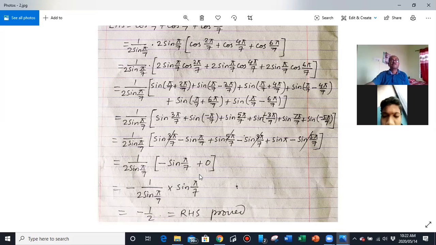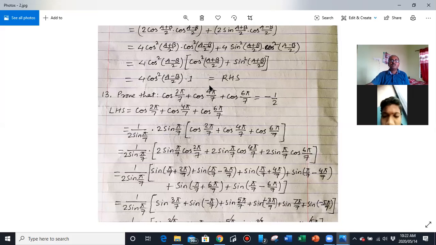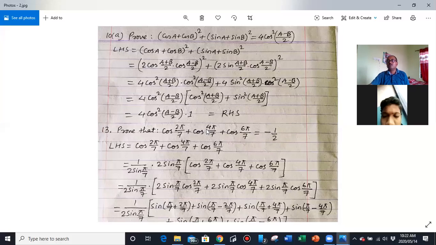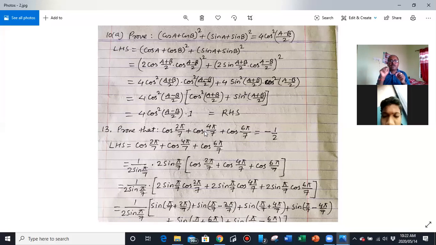This is RHS. So in my opinion, this is the most difficult question in this exercise, because if you don't apply this trick, it will take too long, many pages to solve by alternate methods. So this is the best way. Sometimes you have to know some useful tricks.